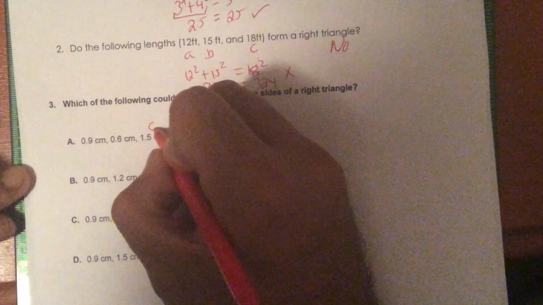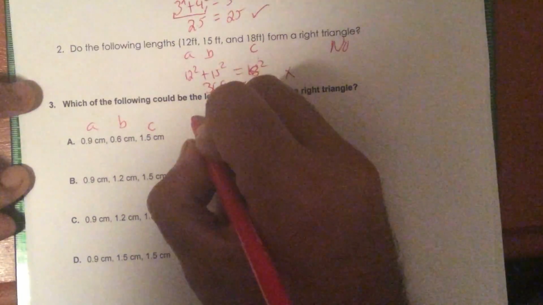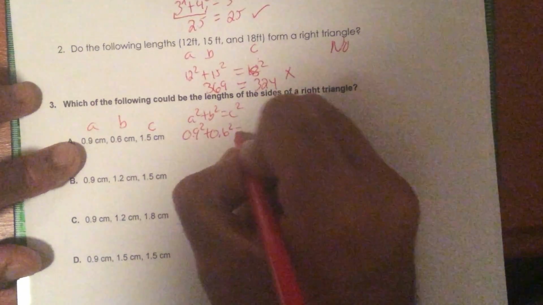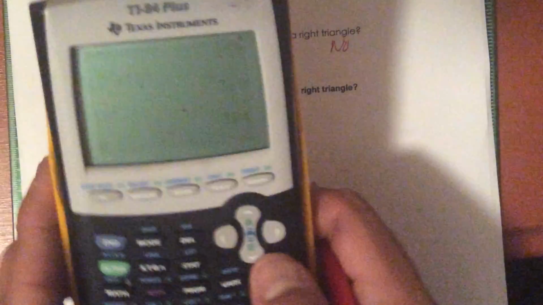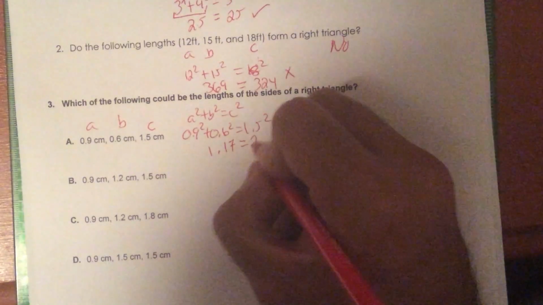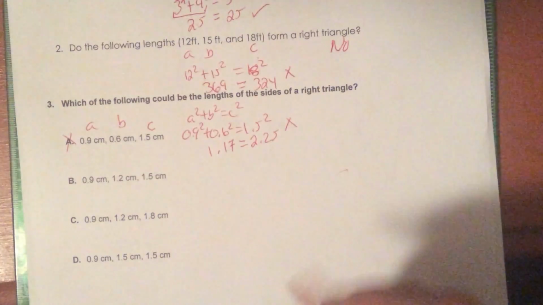Obviously, my largest side is 1.5, so that's going to be C. The other two sides are going to be A and B. So if I do my theorem, A squared plus B squared equals C squared, I'm going to do 0.9 squared plus 0.6 squared equals 1.5 squared. Now, let's take care of the left side. 0.9 squared plus 0.6 squared gives me 1.17. Now the other side is 1.5 squared gives me 2.25. Obviously, this is not a true statement, so my answer is not A.